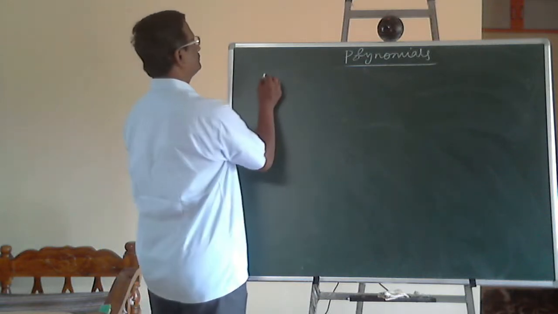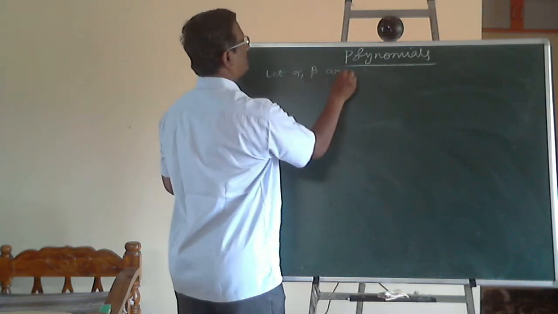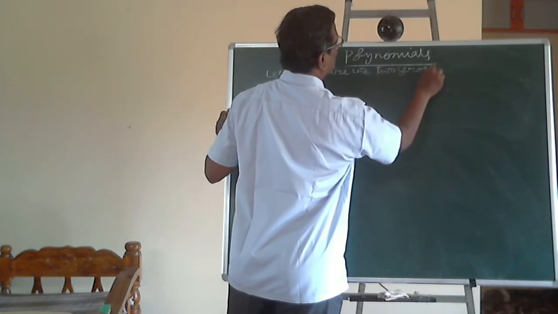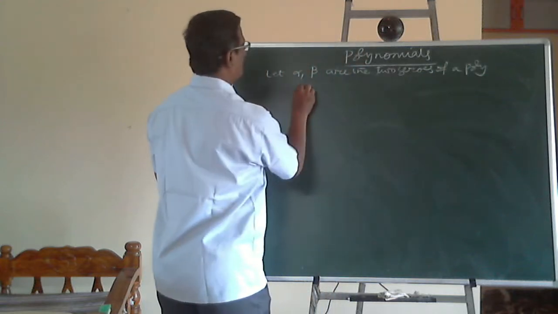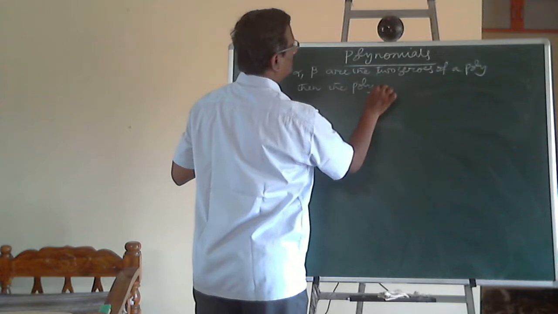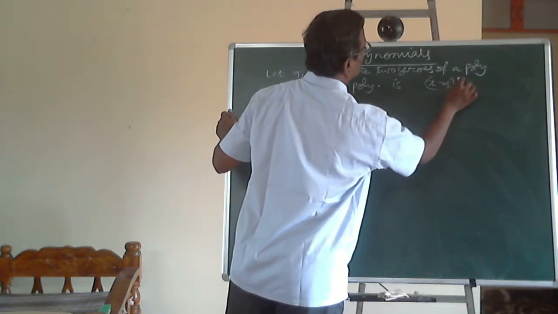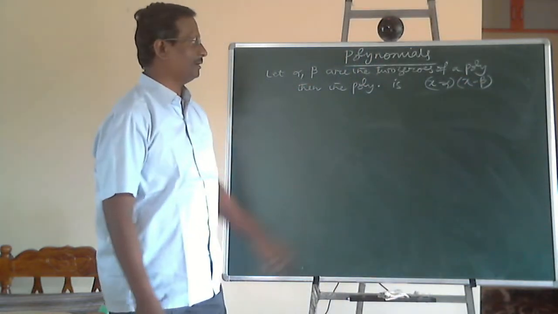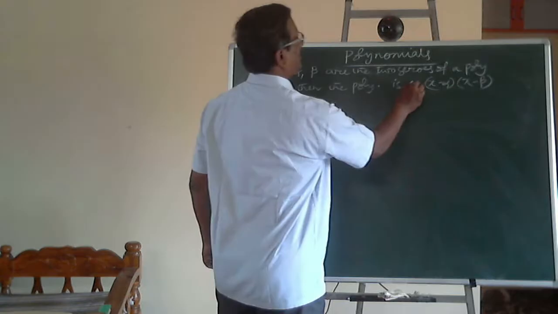Let us do. Let alpha comma beta be the two zeros of a polynomial. Then the polynomial is x minus alpha into x minus beta. It is a general polynomial, x minus alpha into x minus beta. Here it is multiplied by k.